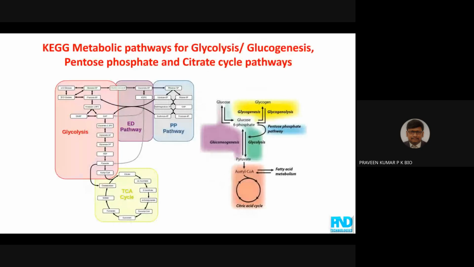And you can see even the metabolic pathways can be integrated. For example, glycolysis can be linked with the ED pathway, and this can also be integrated with the pentose phosphate pathway. So whatever we see here, the gluconeogenesis, glycolysis, citric acid cycle, can be integrated with each other. So these kinds of networks are available, and of course, these are important to understand the metabolism.